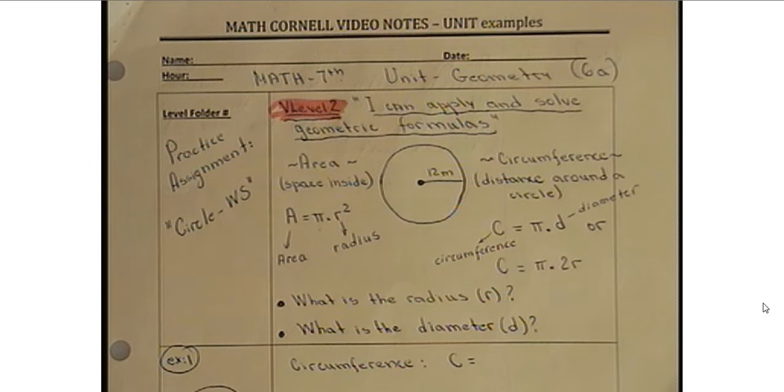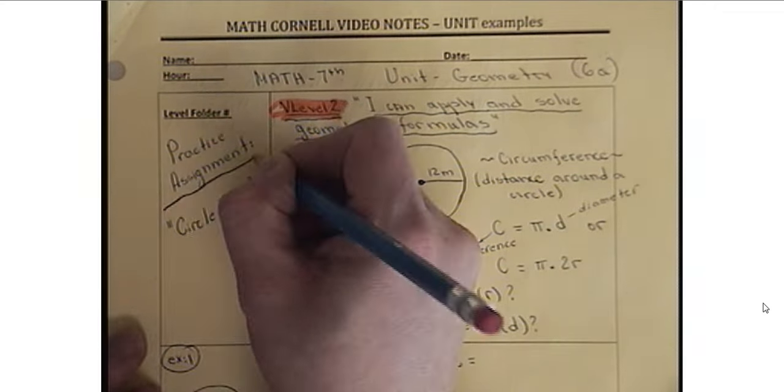Hello students, so today we're going to focus on geometry unit part 1, and that will be level 2. In level 2 we will continue talking about some of the geometric formulas that we use to solve different areas and perimeters or circumference based on what shape we have given. So today specifically we're going to talk about circles.